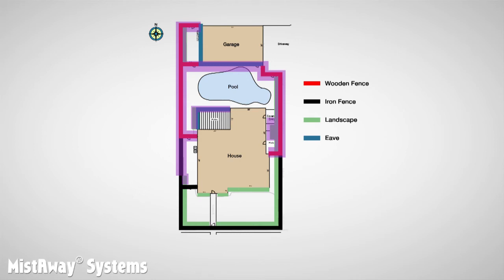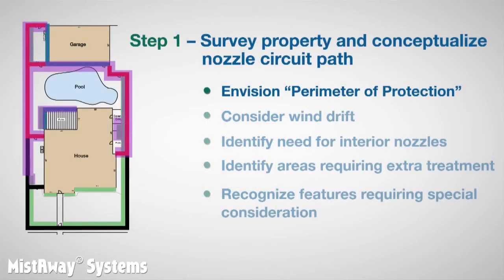Before we move on to the next step, let's go through a checklist for step 1 to make sure we haven't missed anything. Does our nozzle circuit trace a perimeter of protection? With the exception of this area here, where it's just not desirable to install nozzles, the circuit traces almost a complete loop around the backyard.